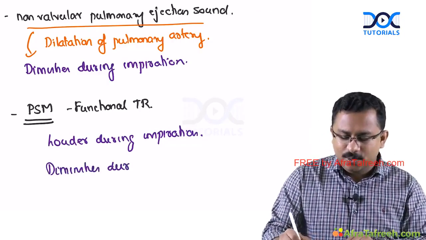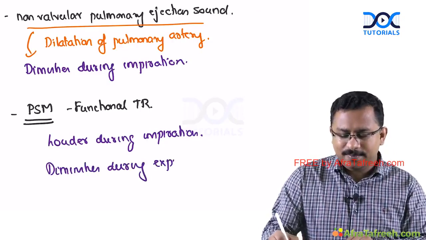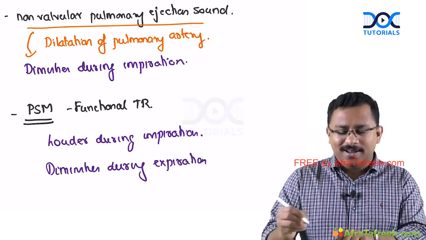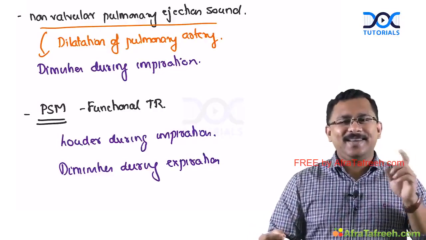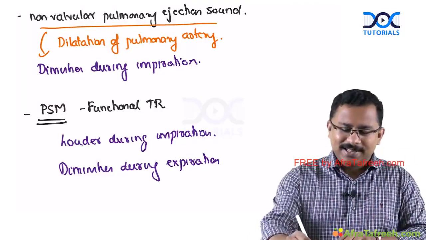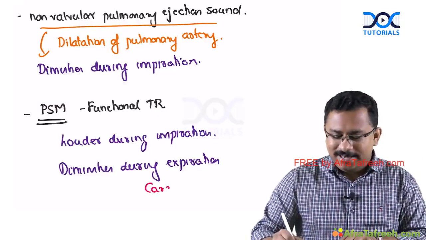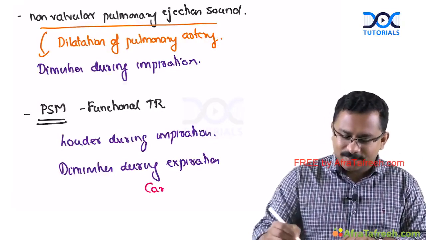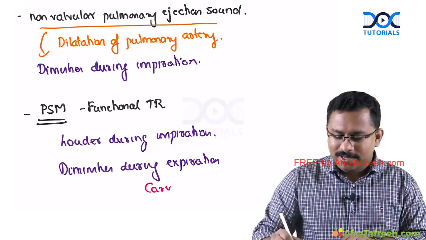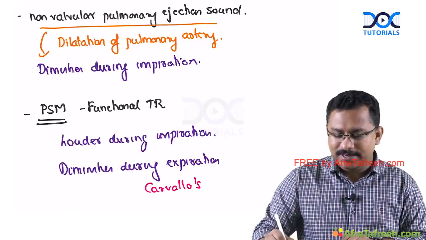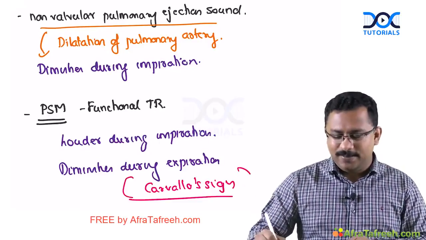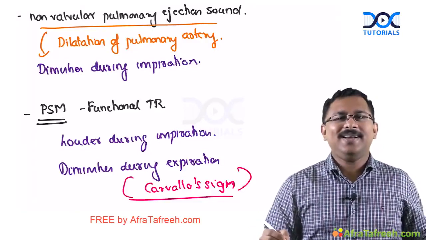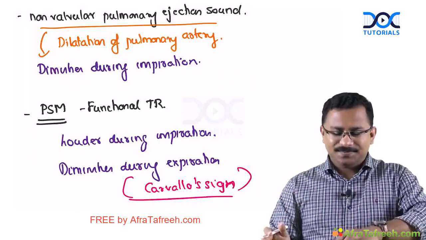Now what is this called? A TR that becomes louder during inspiration and diminishes during expiration is called Carvallo's sign. Very, very important. I hope you are clear with that.